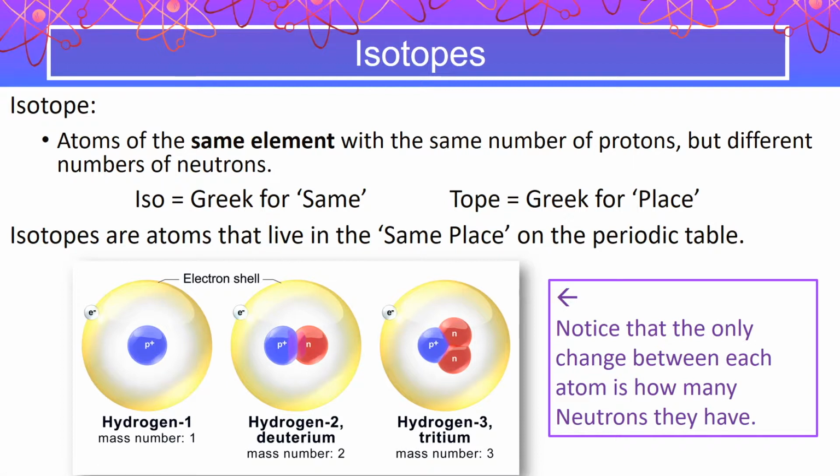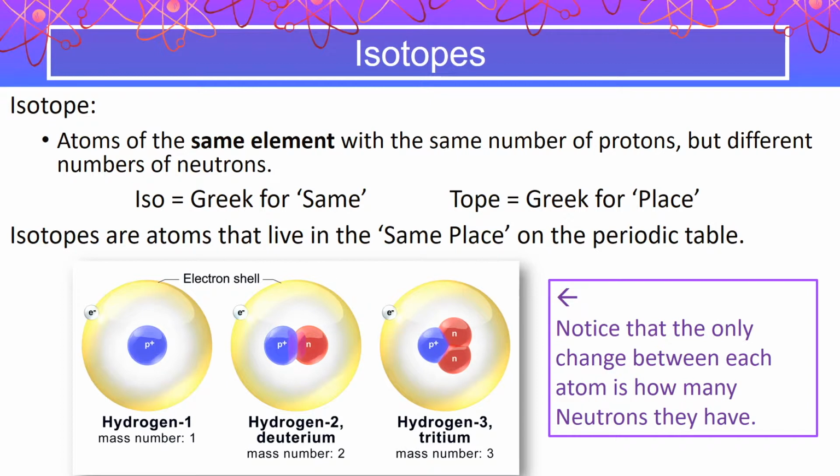So my example earlier was of carbon, but you can see here we've got one of hydrogen. We've got 3 isotopes of hydrogen: hydrogen 1, hydrogen 2, and hydrogen 3. Now, they're all hydrogen. Why? Because they all only have 1 proton, and that's what makes hydrogen hydrogen. But hydrogen 1 doesn't have any neutrons. Hydrogen 2 has 1 neutron, and hydrogen 3 has 2 neutrons.